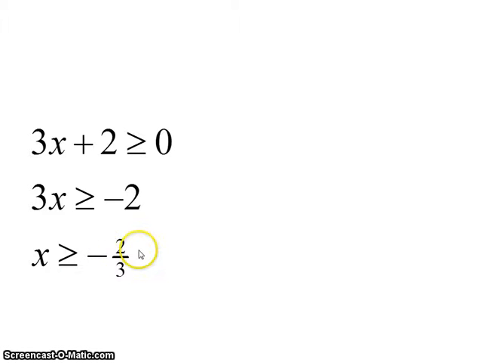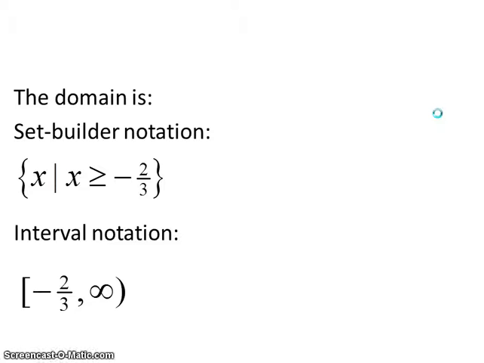So this just tells us that we can have any number for x that is greater than or equal to negative 2/3 in order for our value inside of the square root to be 0 or positive. Anything less than negative 2/3 is going to give us a negative number inside our square root, and we want to throw all of those out of our domain. So you might be asked for set builder notation or interval notation.